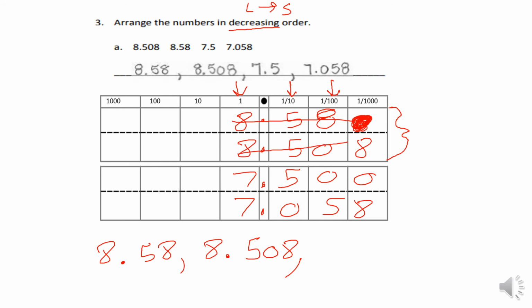So now we have the two 7s to deal with. So we look at the 7s. Once again, the 1s are exactly the same, 7 and 7. Come to the next one, and we see the 5. So we know that is our next largest number. And that leaves us our final number of 7 and 058 thousandths.